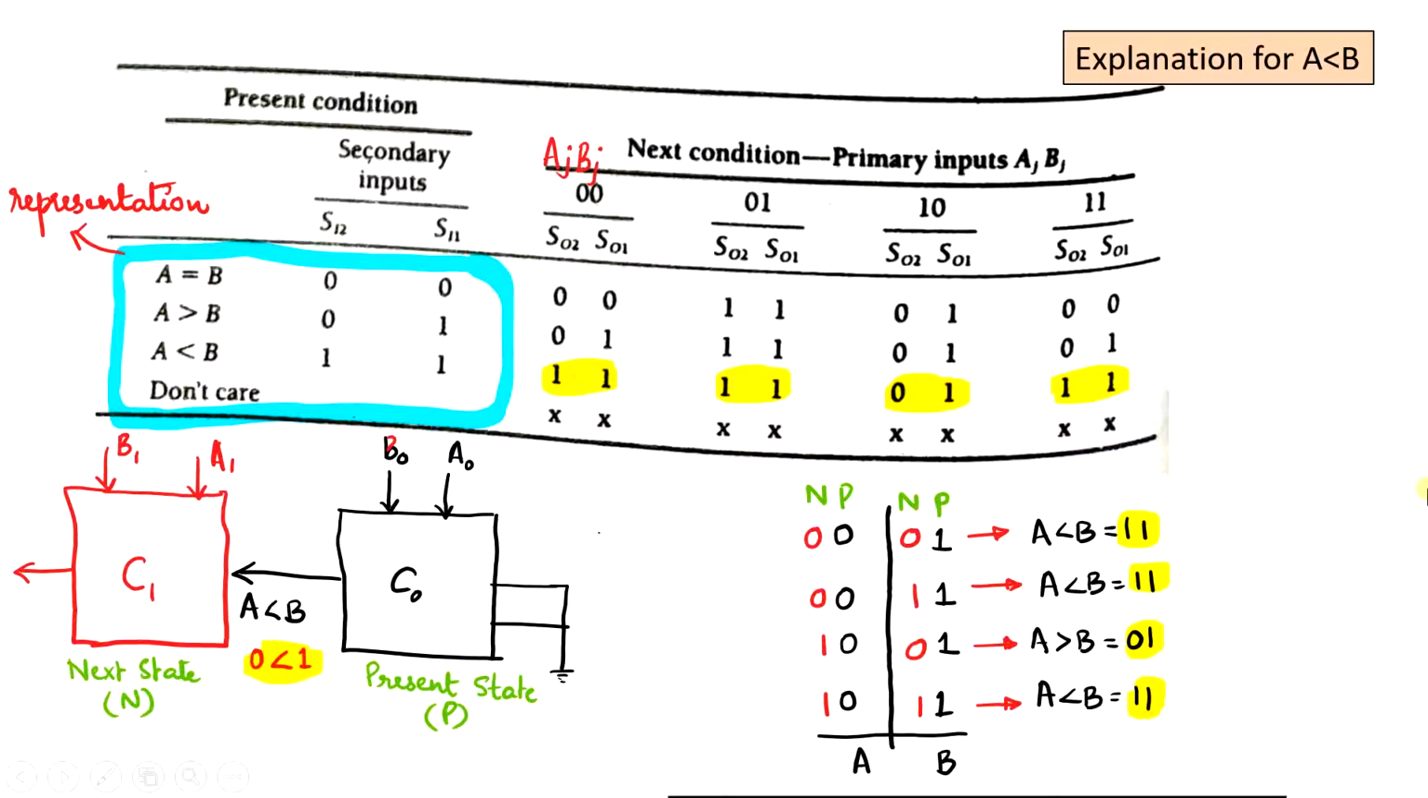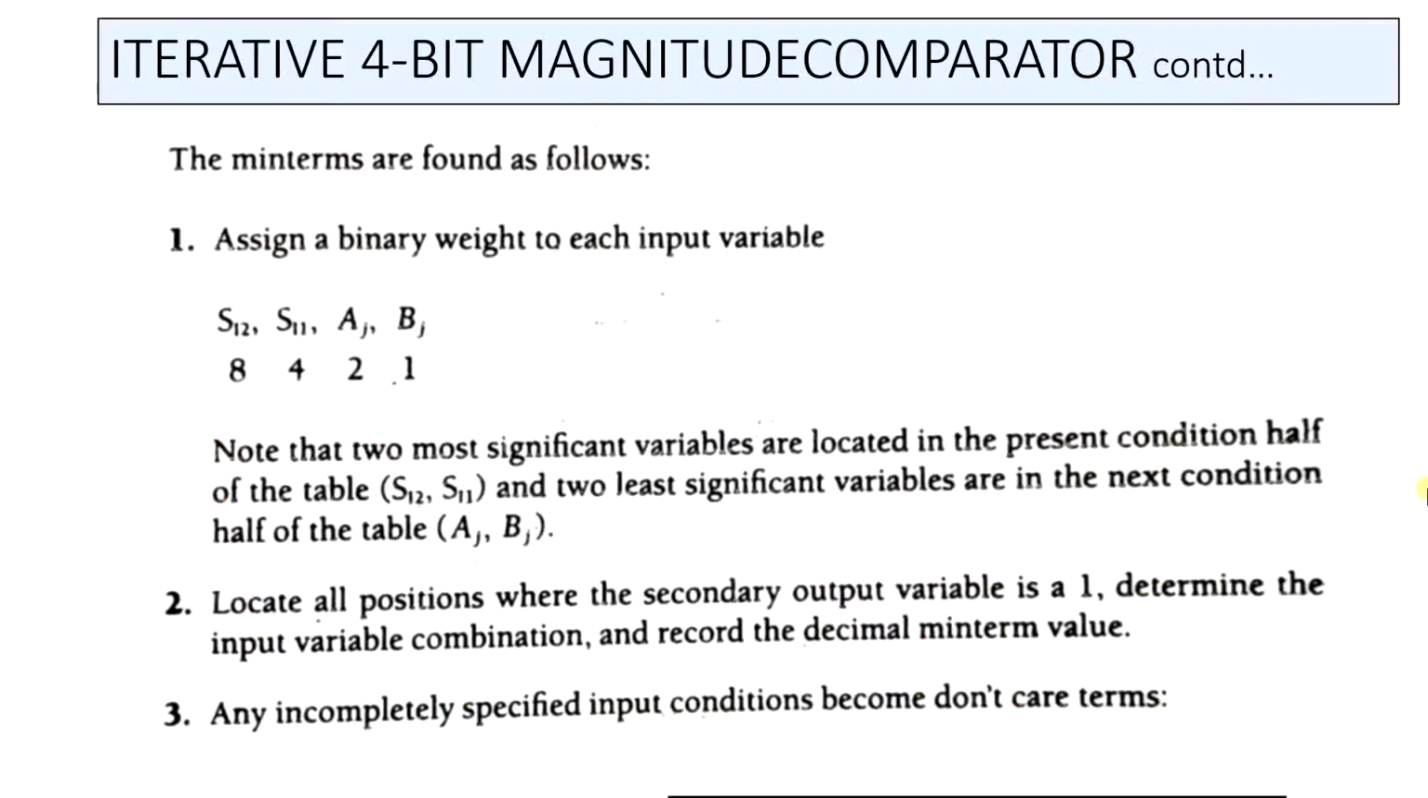So if you want to obtain the logic circuit from the iterative design model, what we need to do is follow a procedure and obtain the minterms, use the Karnaugh map, simplify to obtain the canonical SOP expression, and when you are considering the minterms, you also need to consider the don't care terms. So here is the procedure which is provided in order to consider the minterms.